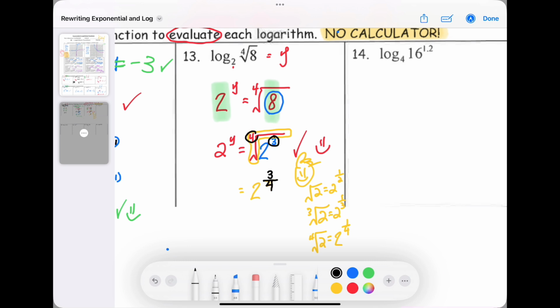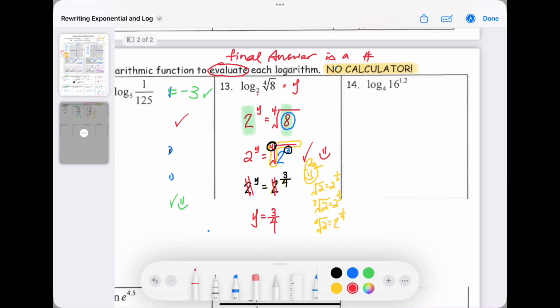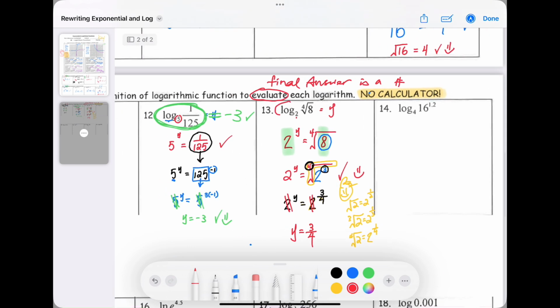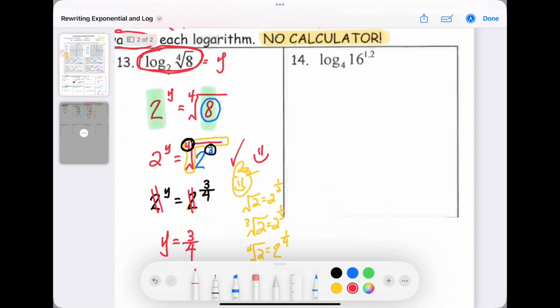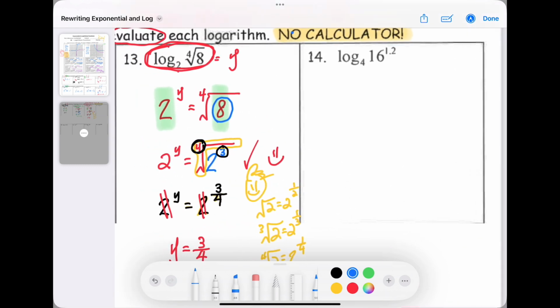Just remember, the outside number is my denominator, okay? So that tells me 2 to the y equals 2 to the 3 over 4, and what do we say? Base the same, cancel out. So y is just equal to 3 over 4. When we talk about this ugly number, it's just equal to 3 over 4. Good? All right, moving on. Number 14, all about the base. Same thing. If you say that, what is that equal to?